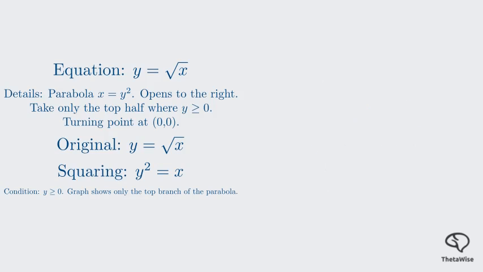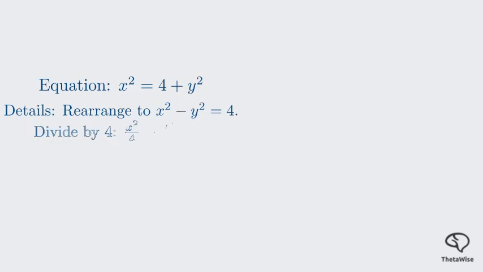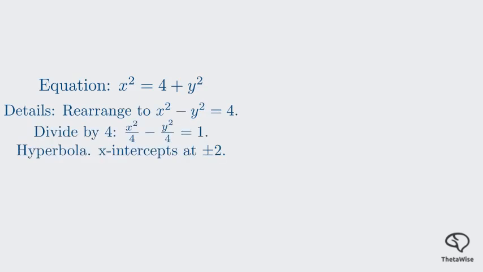Let's analyze x squared equals 4 plus y squared. This doesn't look like our standard forms. Let's rearrange it. If we subtract y squared from both sides, we get x squared minus y squared equals 4. Now, if we divide everything by 4, we get x squared over 4 minus y squared over 4 equals 1.